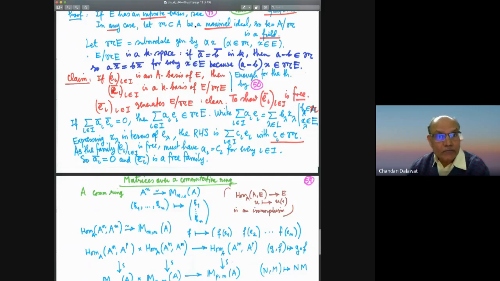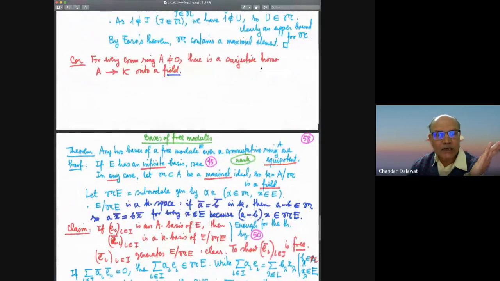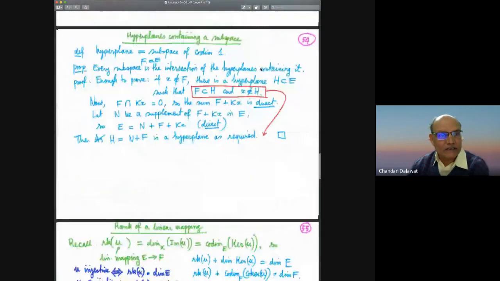Now, to get the theorem, it's enough to show that if I start with an A basis of E and take the images in E modulo ME, then I get a K basis of E modulo ME. That will prove the theorem because over K, any two bases have to be equipotent. That's what we proved initially. We have already proved it for vector spaces here.